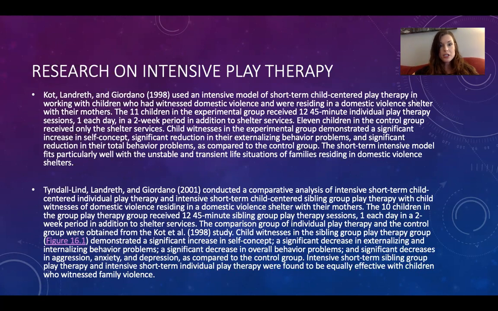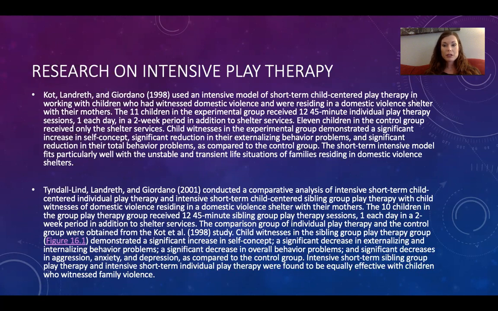Tyndall, Lind, Landreth, and Giordano in 2001 conducted a comparative analysis of intensive short-term child-centered play therapy and intensive short-term child-centered sibling group play therapy with child witnesses of domestic violence residing in a domestic shelter with their mothers. The 10 children in the group play therapy group received 12 45-minute sibling group play therapy sessions, 1 a day in a 2-week period, in addition to the shelter services. The comparison group of individual play therapy and the control group were obtained from the 1998 study.